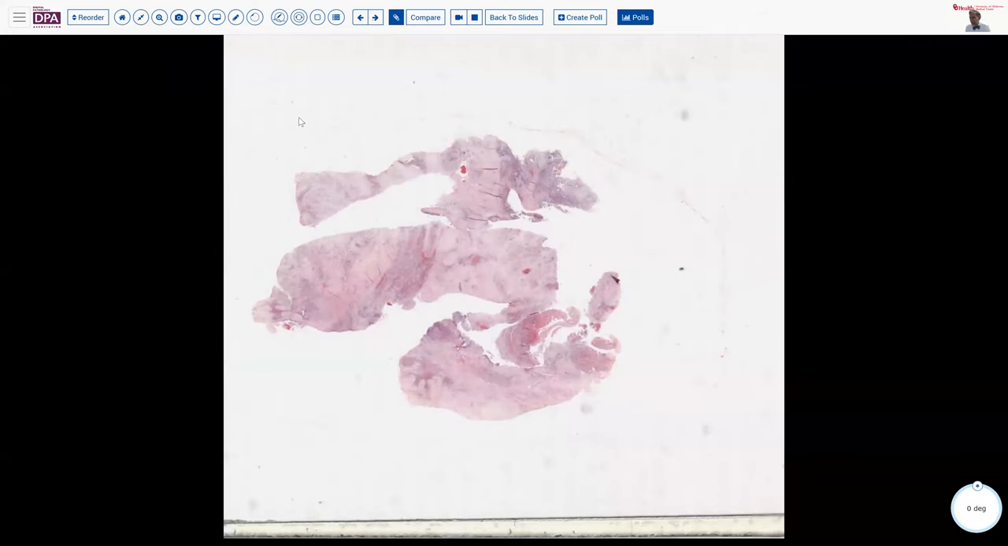So we'll go on to another case. Not seeing any questions popping up. And don't hesitate to ask about a previous case if something comes to mind or I don't talk about something that you noted on your slides.